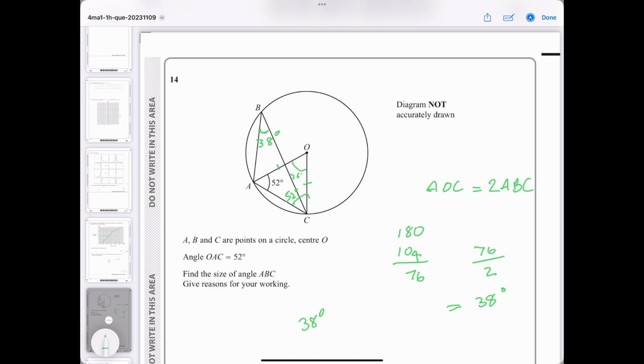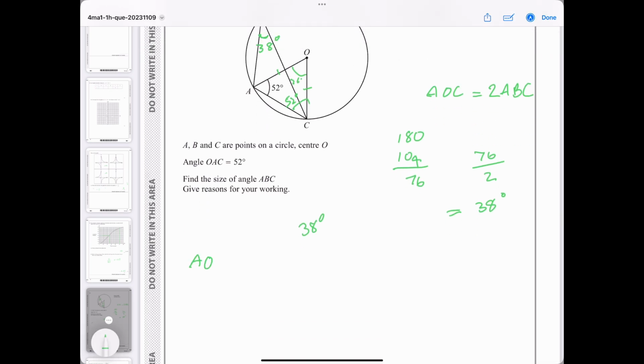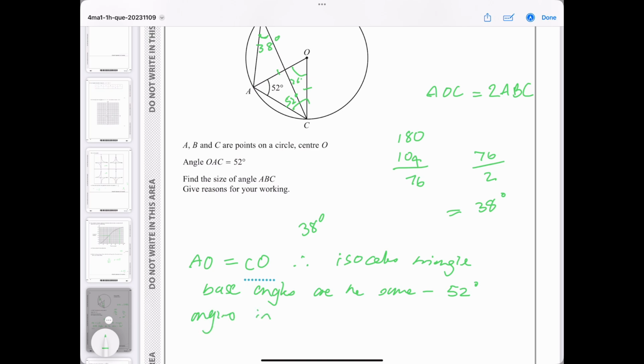Now, what I've done, which hasn't been okay, is not given any reasons. So let me go through and make my reasons clear. AO equals CO, therefore isosceles triangle. Base angles are the same. Angles in a triangle sum to 180.